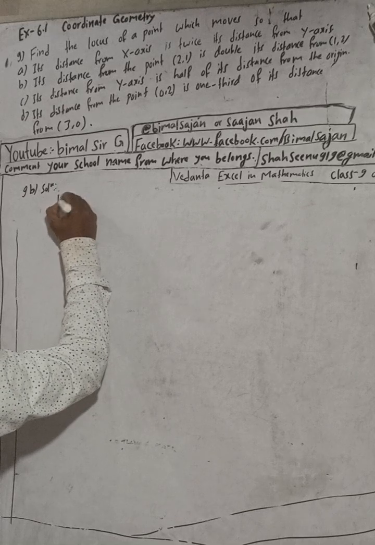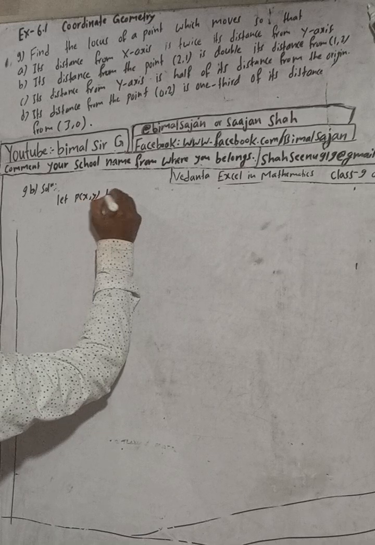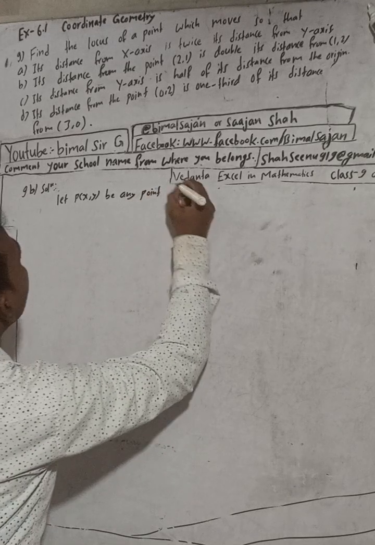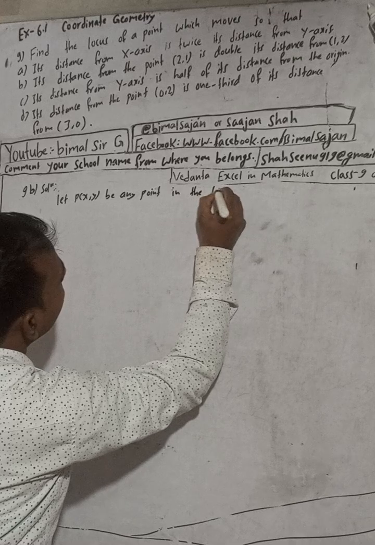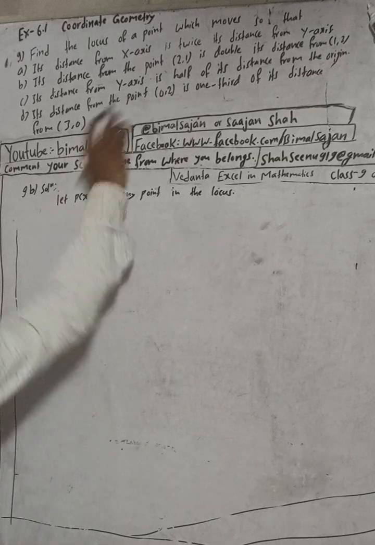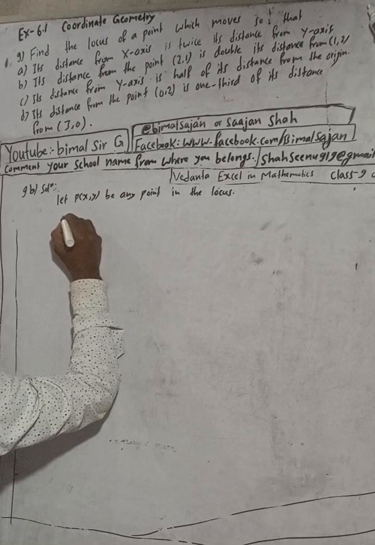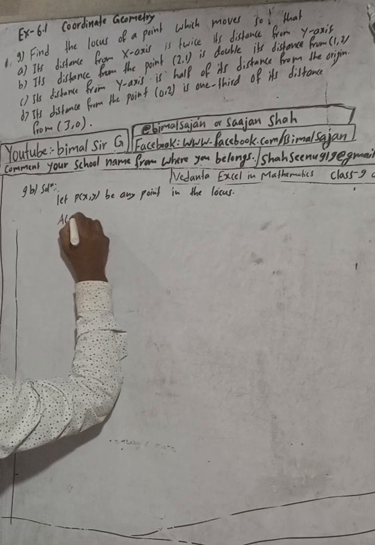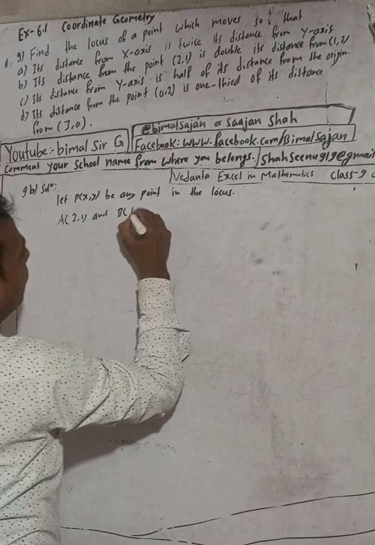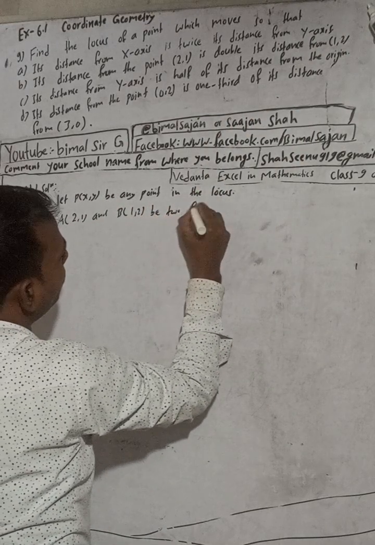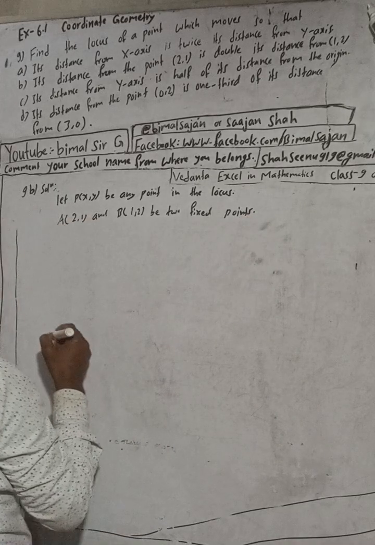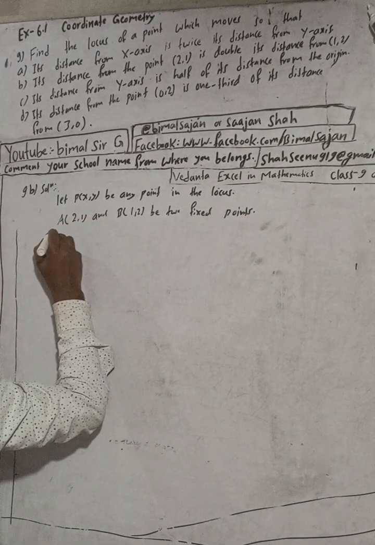So let P(x, y) be any point in the locus. Now, it starts from the point, and there are two points, A (2, 1) and B (1, 2), two fixed points. Now the condition is given by the question.